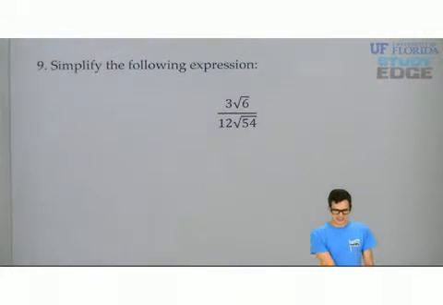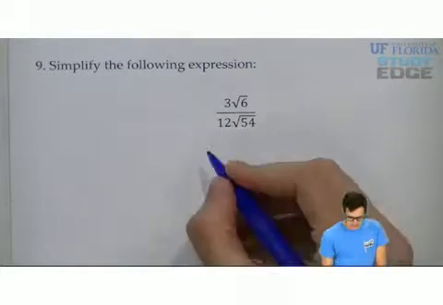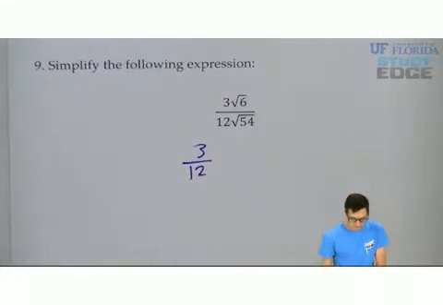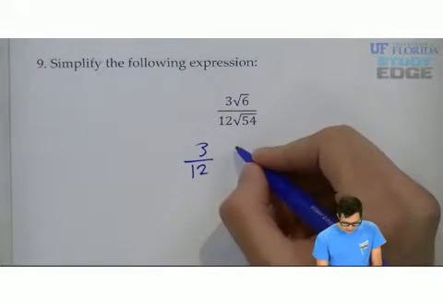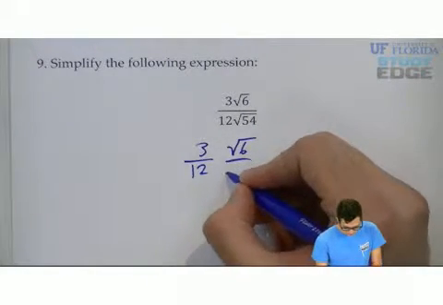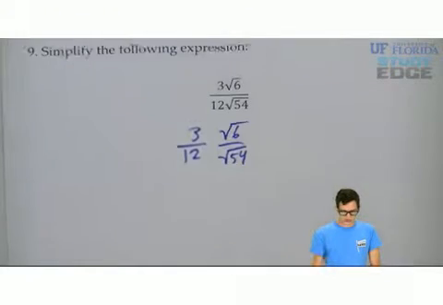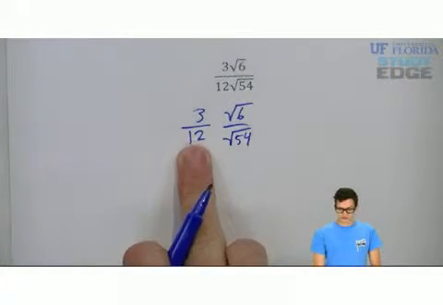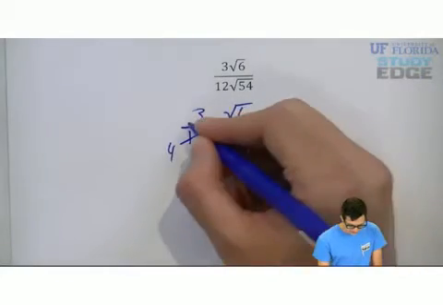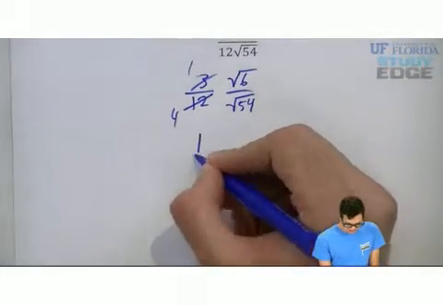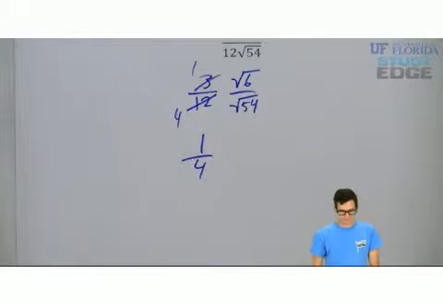So why don't I just break this into two different fractions? Numbers outside the square root, that's going to be 3 over 12. And numbers inside the square root, that'll be square root of 6 over square root of 54. All right, so 3 over 12, well, 3 goes into 12 4 times, 3 goes into 3 once. So that guy's going to simplify down to 1 over 4.